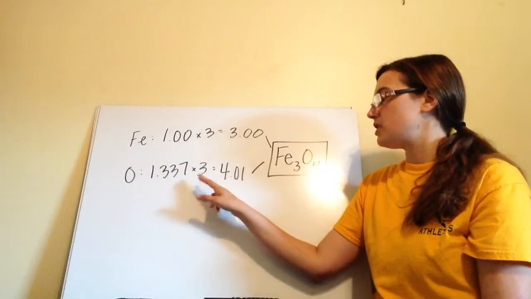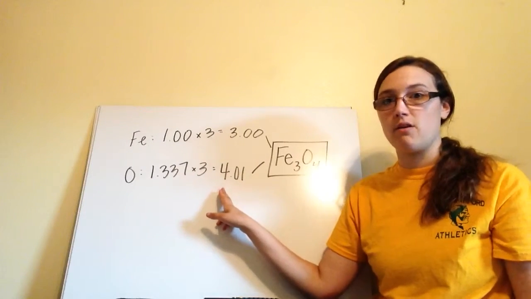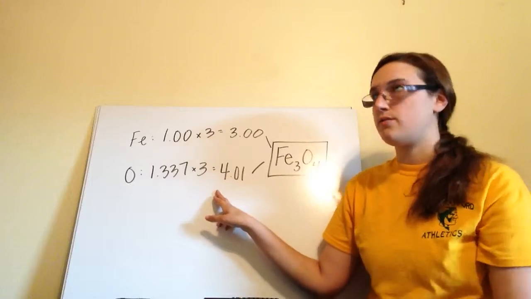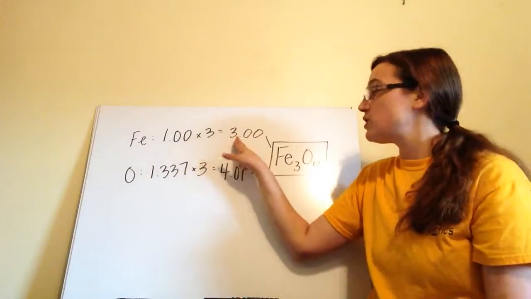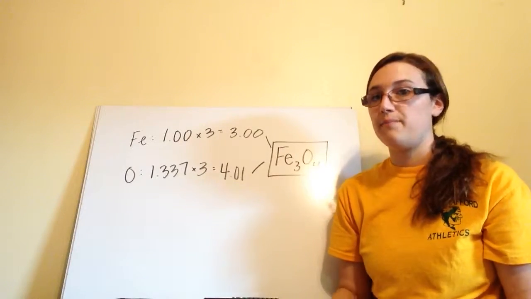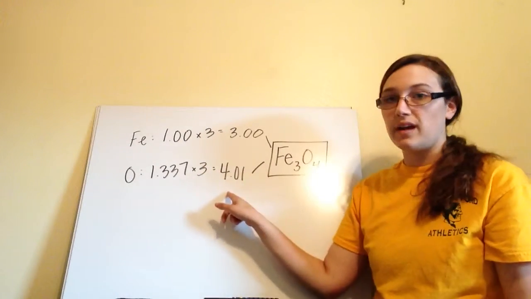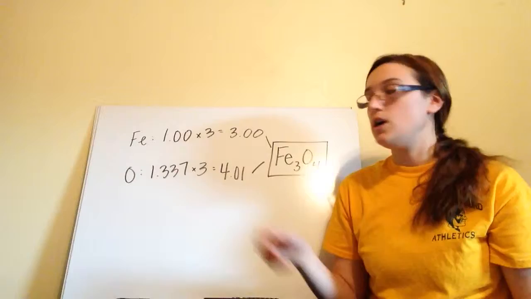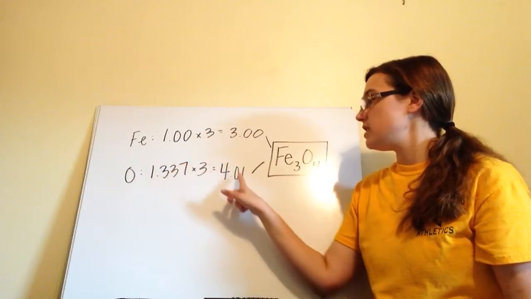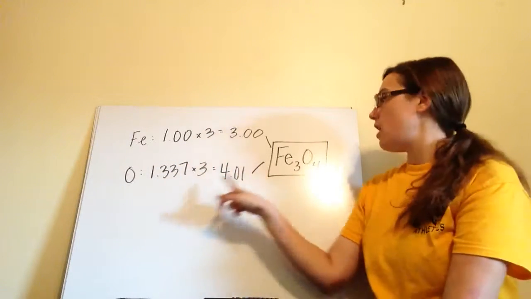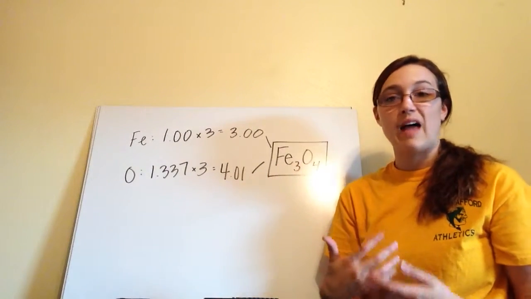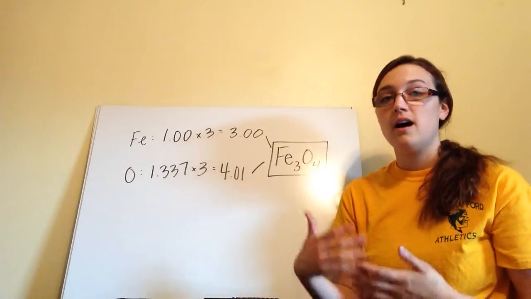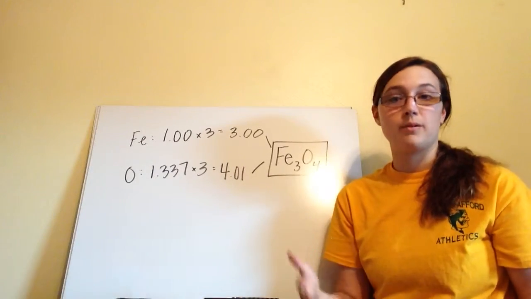So we multiply the oxygen by 3 and we get 4.01. Okay, very, very close to 4. We then have to multiply our iron by 3. Okay, so we get 3.00 for that. Now, these numbers that we get, those are our subscripts. So we have 3 irons, 4 oxygens. Our formula is Fe3O4. So that is the empirical formula of this problem that you were given.